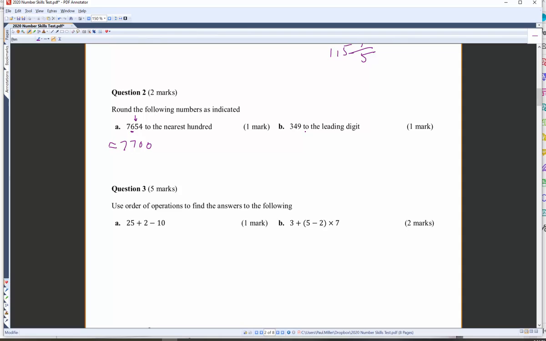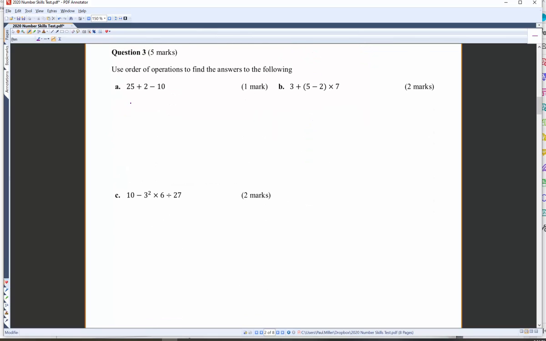Okay, this one here is the leading digit, which means we're looking at the first digit there. We look to the number immediately to the right of the first digit. And if that's 0, 1, 2, 3, or 4, we simply chop the end off and replace with zeros. So this is roughly 300 to the leading digit.